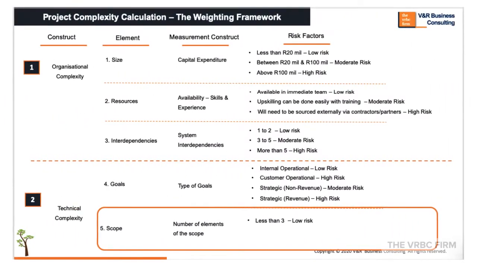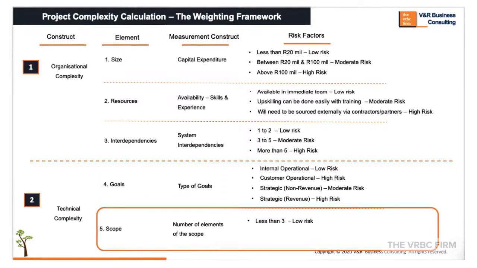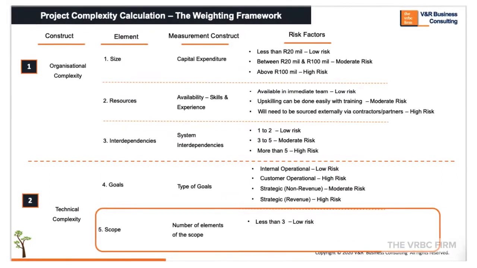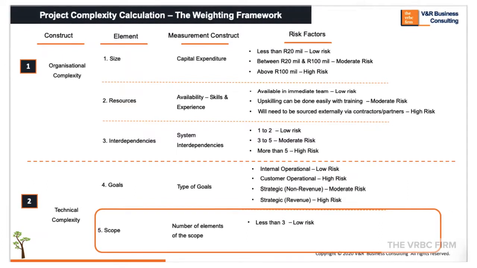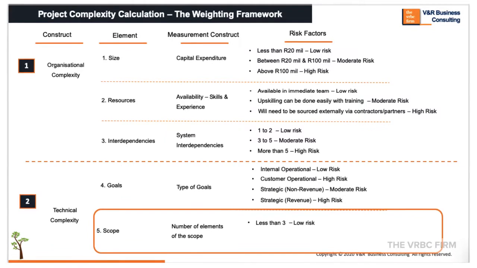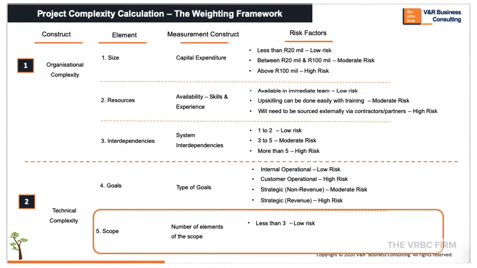In terms of scope, we look at the number of high-level elements and sub-elements. A well-defined scope has a small number of elements and sub-elements, regardless of how large the project is. A long list of scope elements only adds to the complexity.